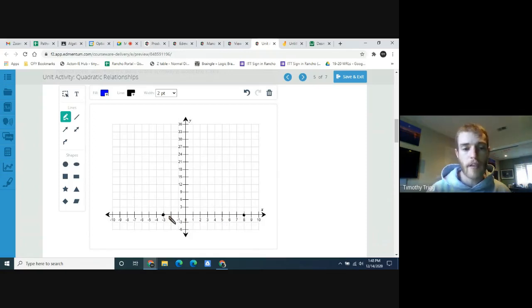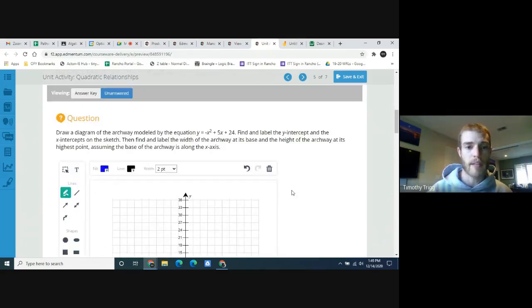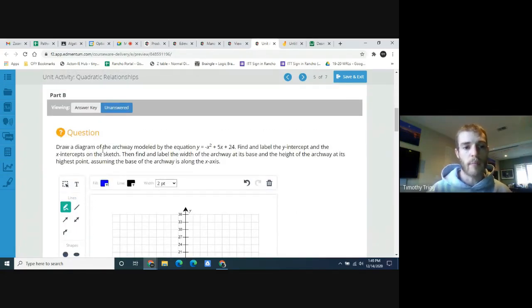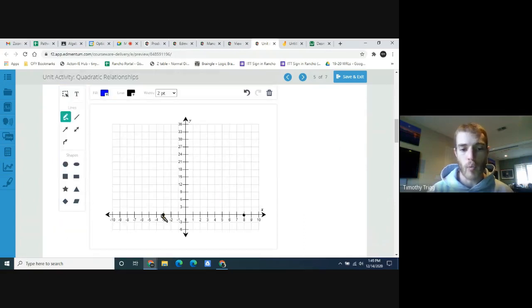Now, let's figure out the y-intercept, because in this question, it says draw a diagram of the archway modeled by the same equation. Find and label the y-intercept and the x-intercepts on the sketch. Find and label the width of the archway at its base and the height of the archway at its highest point, assuming the base of the archway is along the x-axis. So you can imagine the archway goes through these 2 points. It kind of goes up like this and back down. It's going to look something like that. And what we have found so far are the x-intercepts. We found those in the last problem.